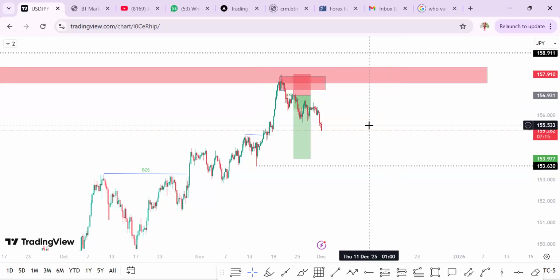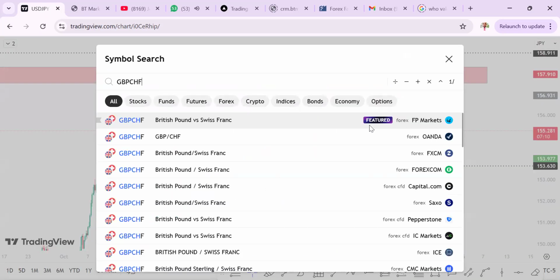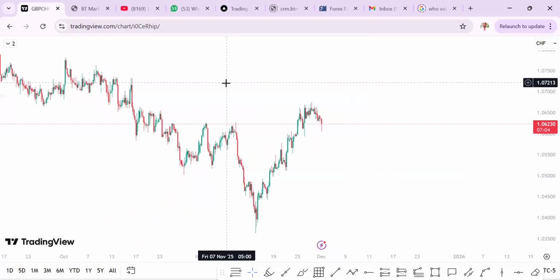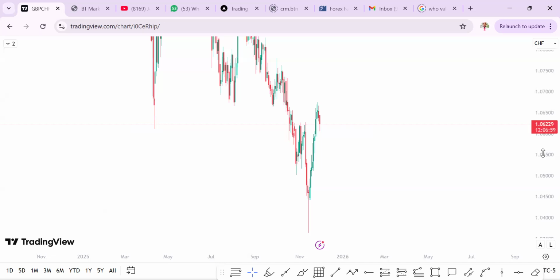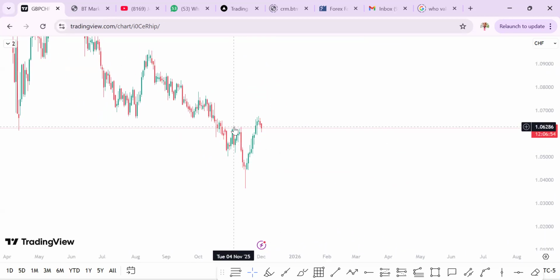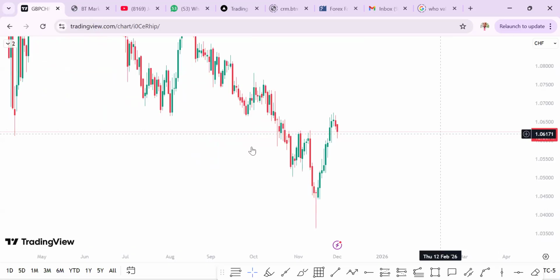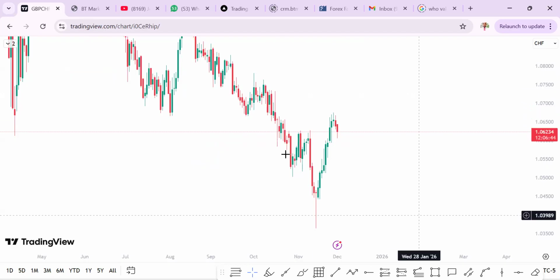So now I have some other, our GBP chef. Our GBP chef is getting ready for some sell. So now GBP chef, we have price taking out liquidity here now. Right? So we have taken liquidity and we have run into some premium.